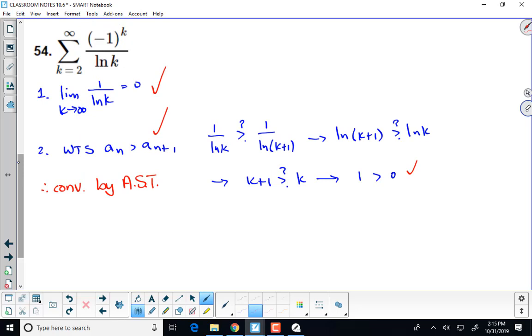All right, so convergence. Now we ask ourselves, is that convergence conditional on the minuses? Do we need the minuses, or is it absolute? So now we consider the series of absolute values, the series with positive terms. So we've got 1 over natural log of k. Converge or diverge?